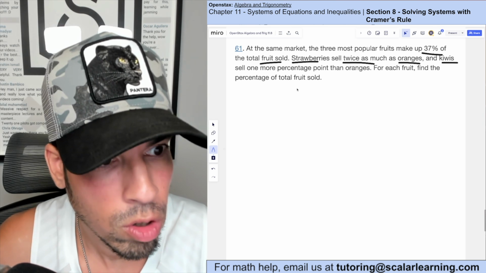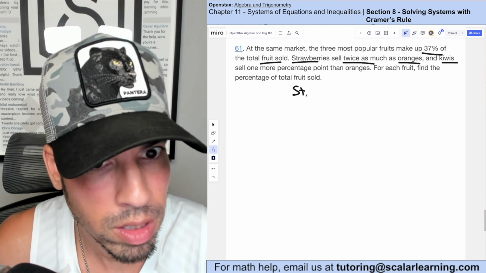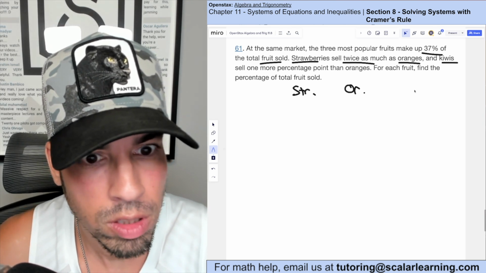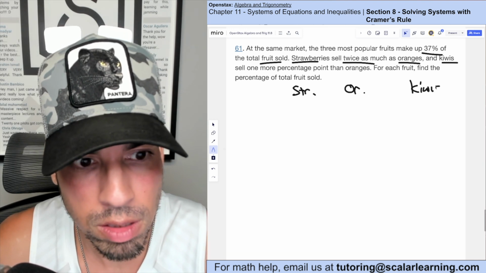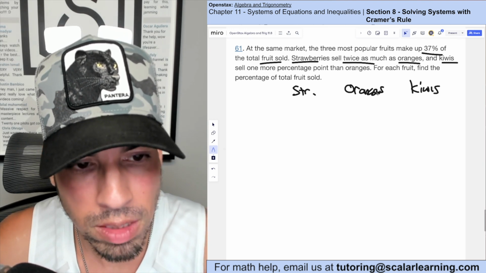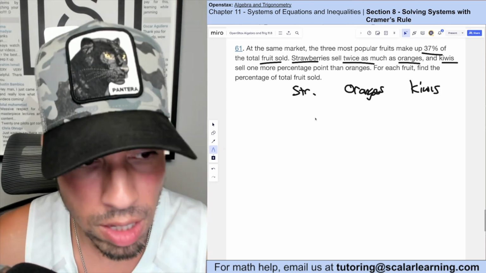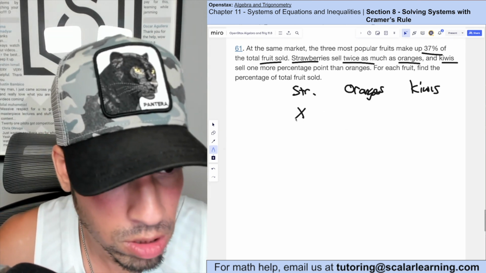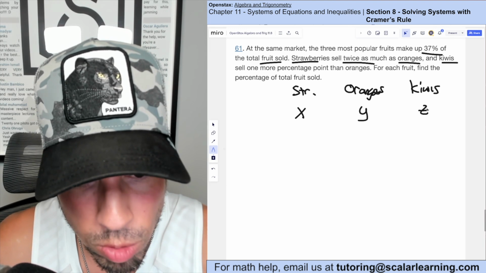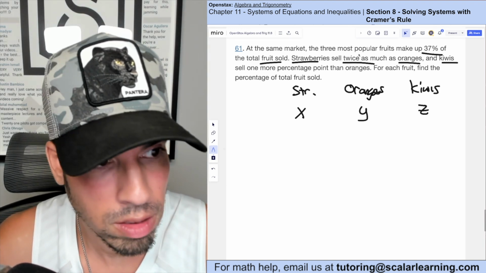Okay, so we're going to say strawberries, oranges, and kiwis, okay? And I love to make a table like this because we can always look back and be like, oh, this variable links to that, etc. So we'll just say x, y, z. That's kind of arbitrary. Okay, and now let's put these together.